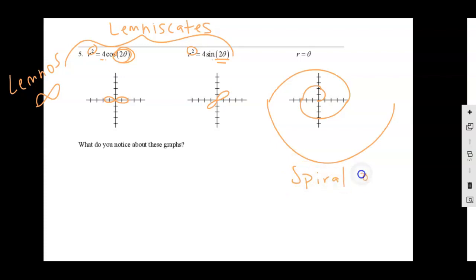These ones aren't super common. I've seen a lemniscate on the AP exam like once or twice, but they always just give us the equation, and it's always a calculator question. But yeah, those ones are not as common as the lines, the circles, and the rose curves.